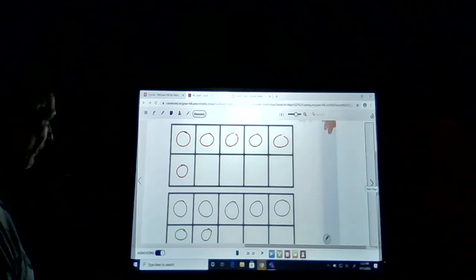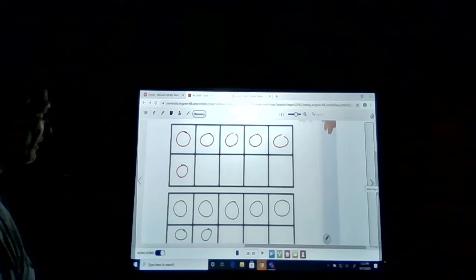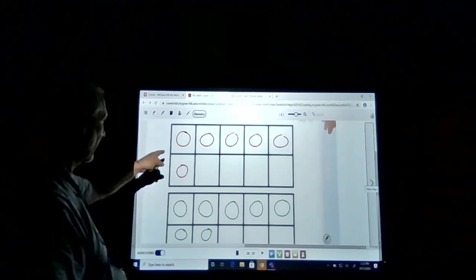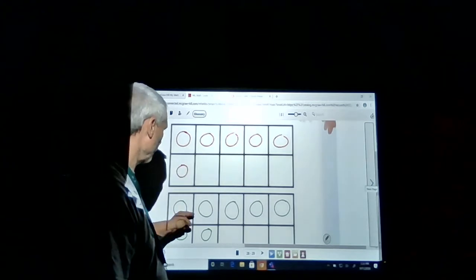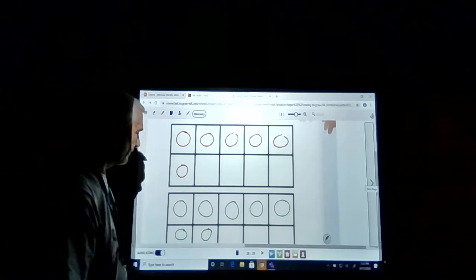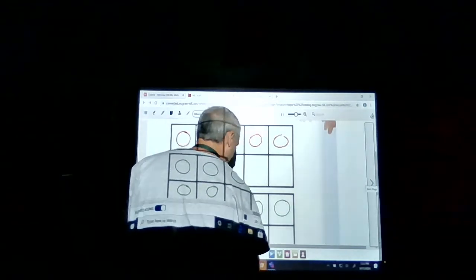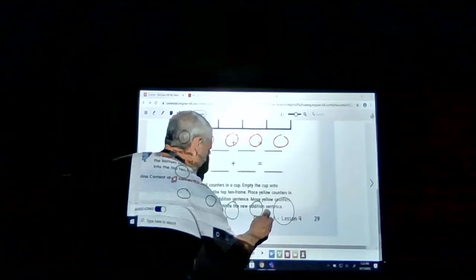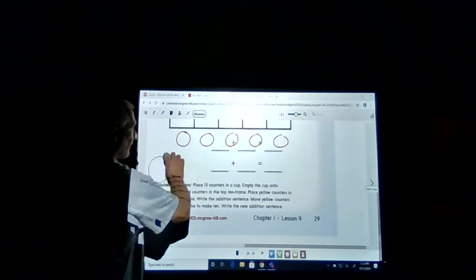Now yours may very well look different, because every time you dump those 13, they're going to look a little bit different. Well, we have 6, and then 5, 6, 7. We have 6 and 7. I'm going to slide mine up. I'm going to erase my drawings. You have yours on your mat.